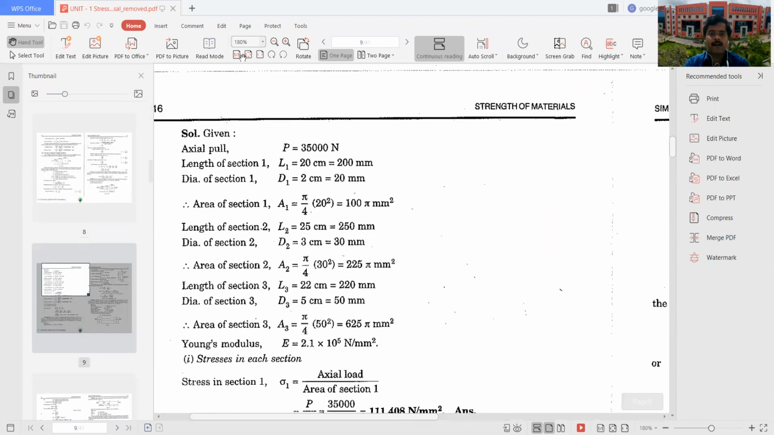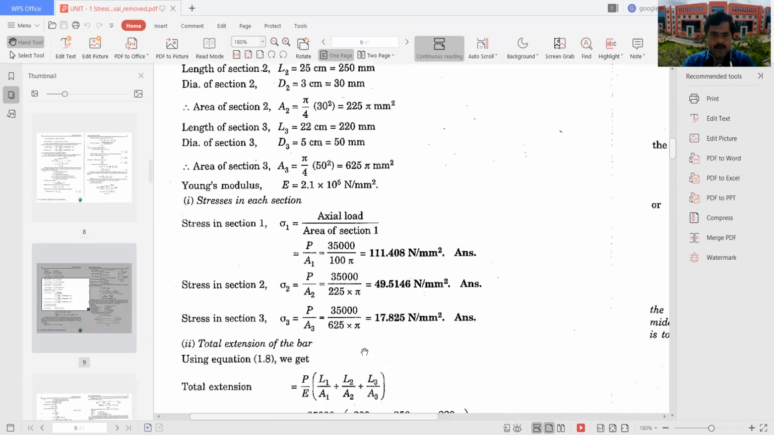So write down the given data. Axial pull P, common, given as 35,000 Newton. Length of the section L1 is given in centimeters, 20 centimeter, convert into 200 mm, and diameter D1 is 2 centimeter, convert to 20 mm. So area 1 is pi d square by 4, since it's a circular section. So 100 pi mm square is A1. Similarly, L2 and D2 are given, so you can calculate A2, 225 pi mm square. Similarly, L3 and D3 are given, you can calculate A3, 625 pi mm square. So Young's modulus E is given as 2.1 into 10 power 5 Newton per mm square. Therefore, you can calculate now.